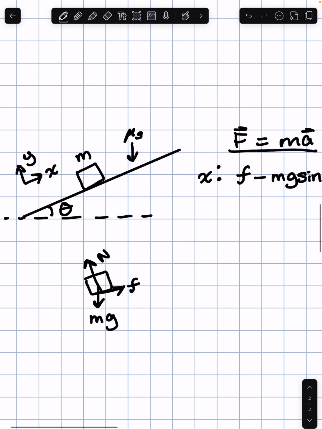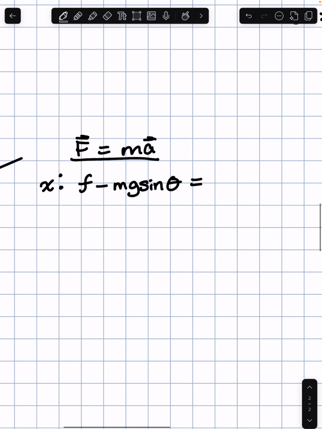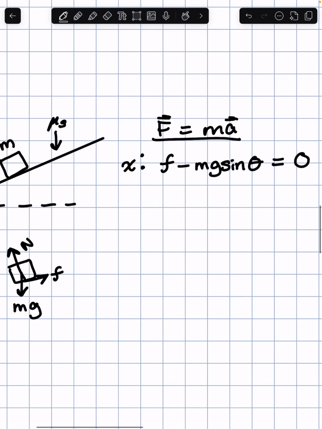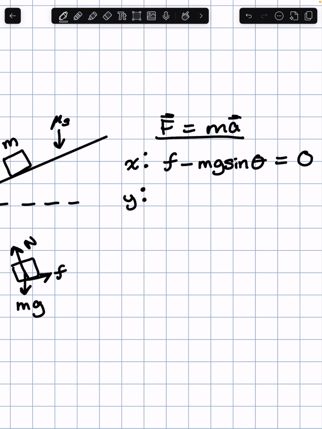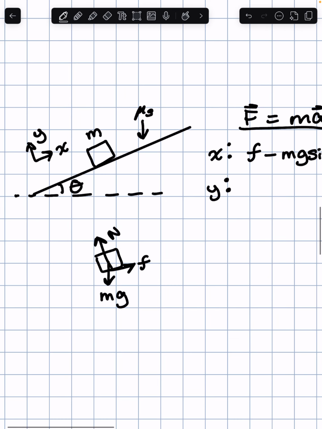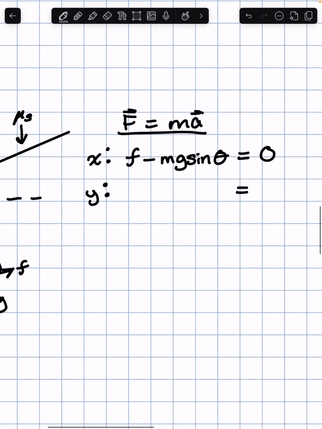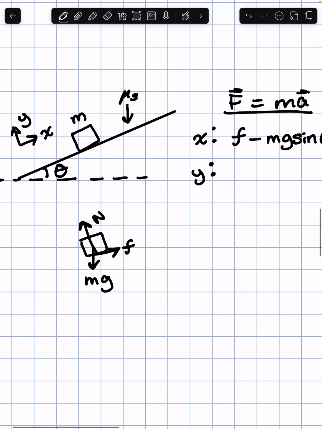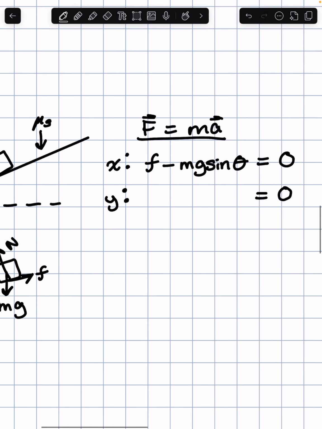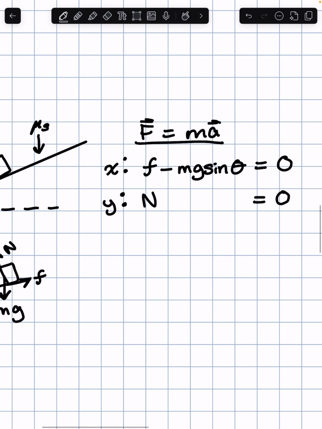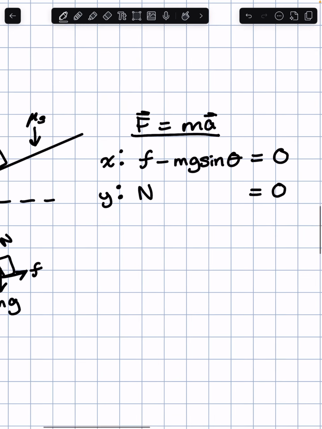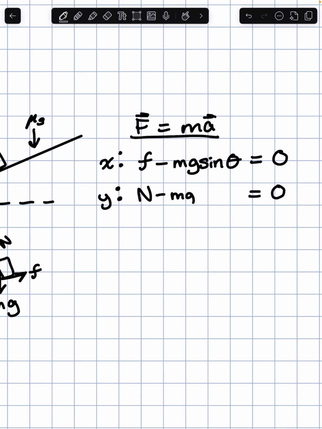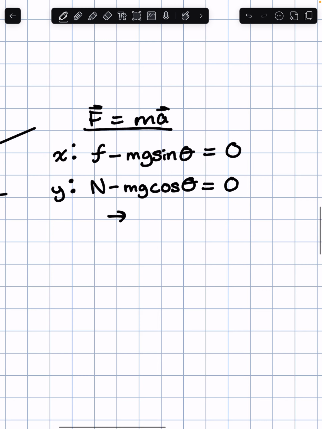It equals, is this object accelerating? No, it is not. 0. Let's check our y direction. So again, this is not going to be accelerating, so it's going to have a 0. We're going to look at everything in our positive, which is our normal force, and everything in our negative, which is mg cosine theta. So we're going to have N is going to be mg cosine theta.